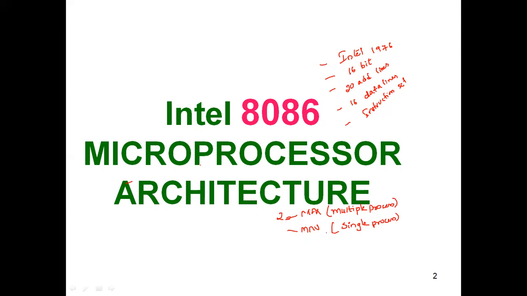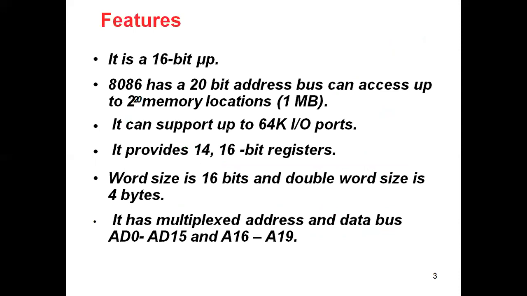Here there are many prominent features of the 8086. Some of these features are that it has an instruction queue, which is capable of storing 6 instructions. That is the main thing. We'll go from the starting. It is a 16-bit microprocessor, and as I said, it has a 20-bit address bus and a 16-bit data bus. It can support up to 64K bytes of data, and the word size is 16 bits.